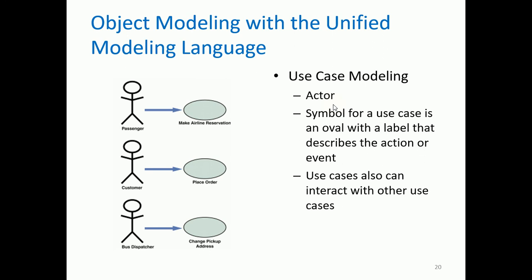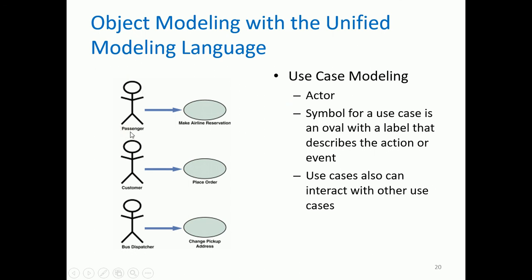Our first diagram for UML is use case modeling. Use case modeling is composed of an actor. An actor is actually a person. Unlike with the data flow diagram, where the entity can be a person, a thing, or an institution, for use case modeling an actor is actually a person. So an actor, for example, is drawn like this.